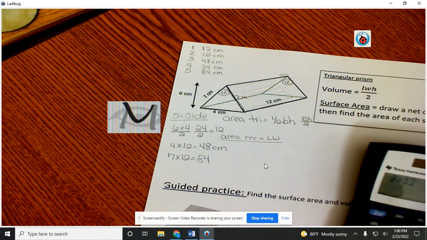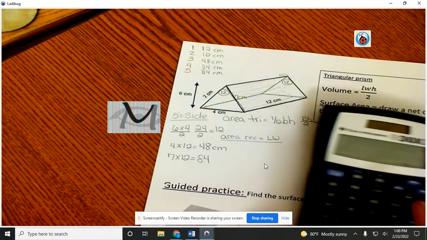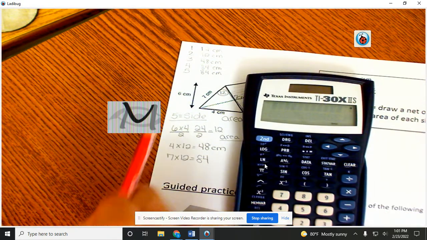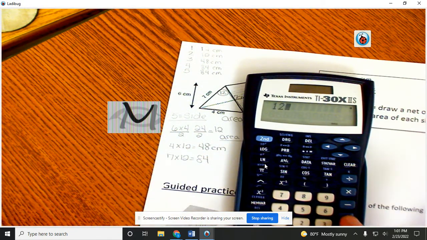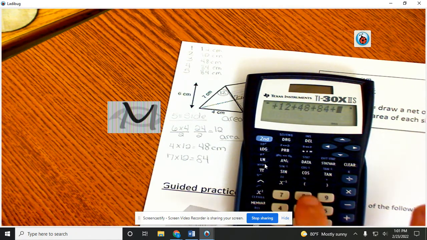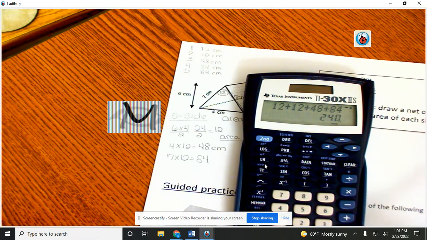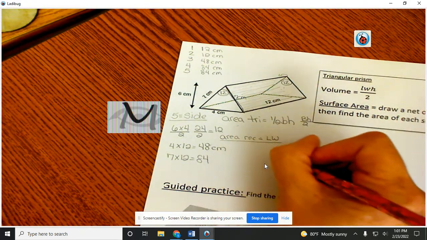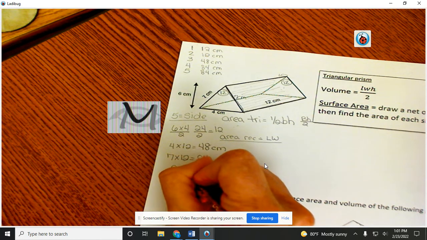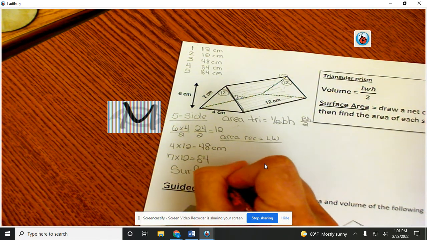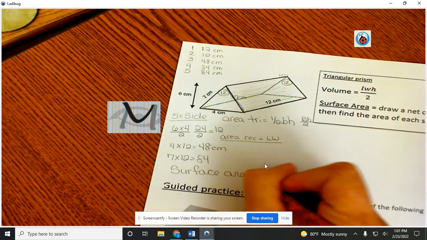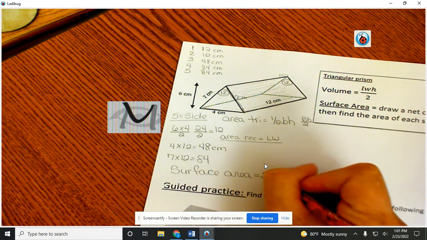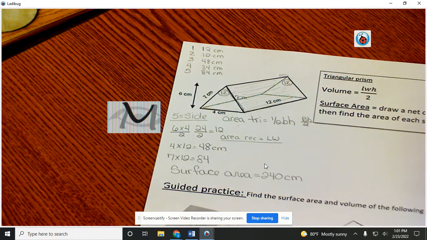All we're going to do now for this rectangular prism is add it all together. So we're going to go ahead and take our sides 1 through 5 down here. So you've got 12 plus 12 plus 48 plus 84 plus 84. And that's going to give us 240 centimeters. So the surface area of this guy right here equals 240 centimeters.